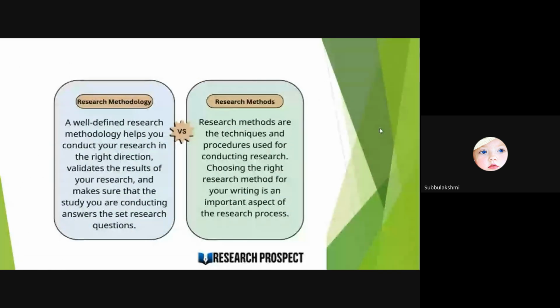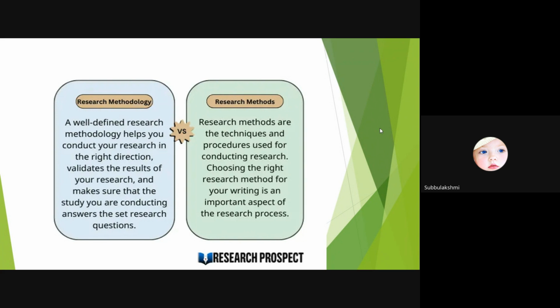Next is a difference. You will have a confusion here. What do you mean by method and what do you mean by methodology? In what way do these two differ? We have to be clear on this first. What is methodology? What is method? Both are not the same. Yes. Research methodology is a well-defined research approach. A well-defined research methodology helps you to conduct your research in the right direction. It validates the result of your research and makes sure that the study you are conducting answers the set research questions. So you have a set of questions in you, and you get the answers through your research work. So this is what methodology is.